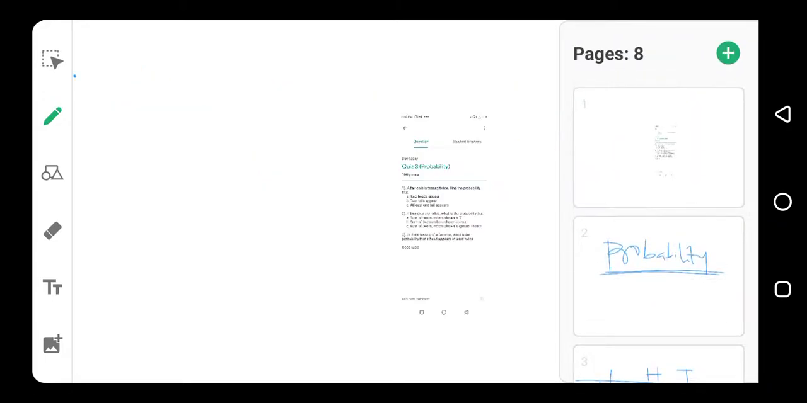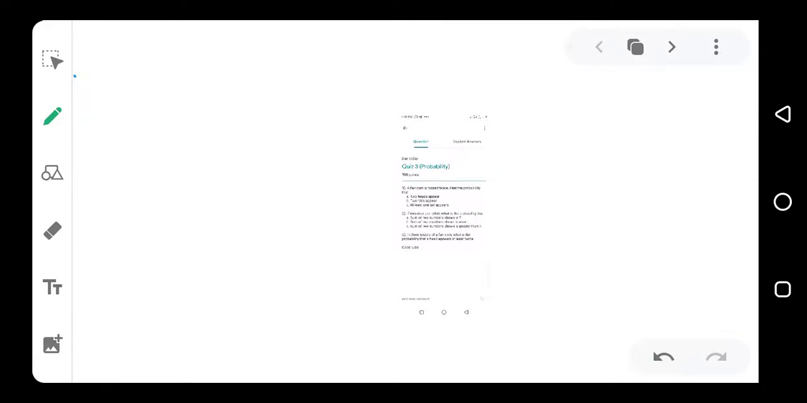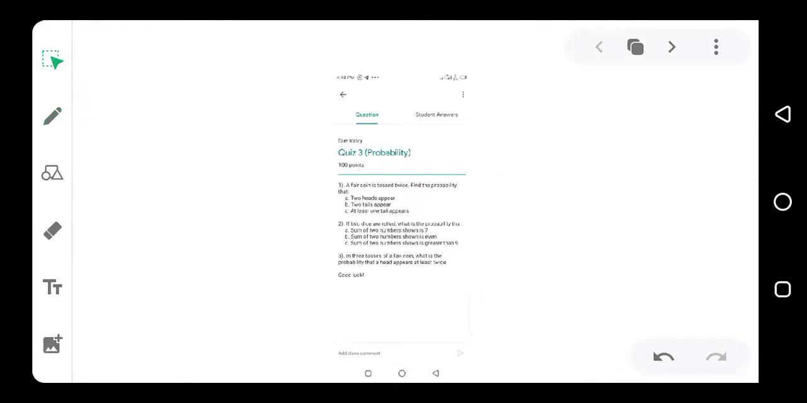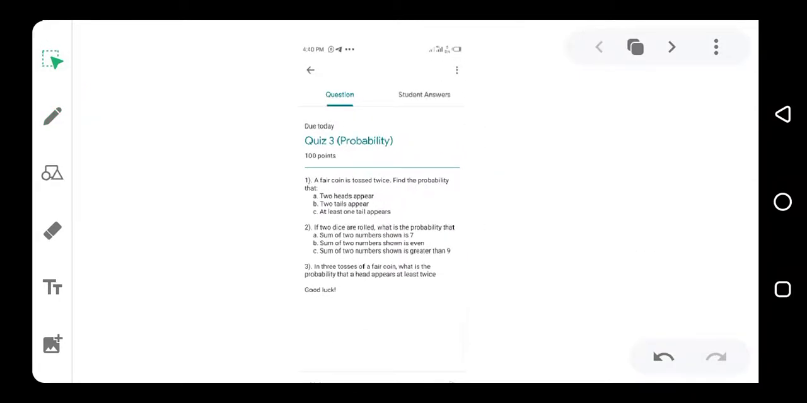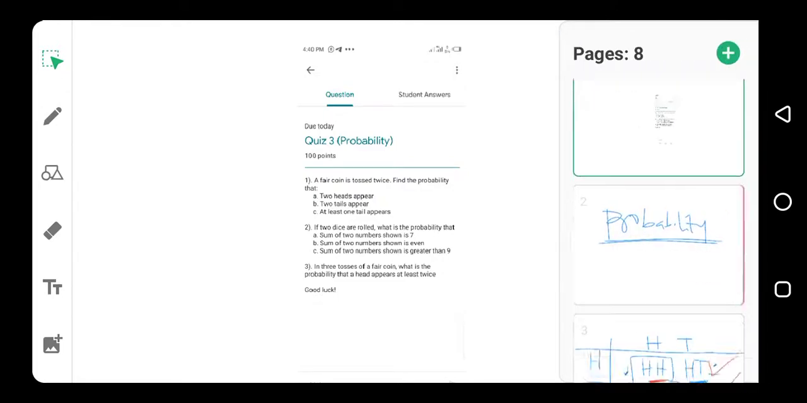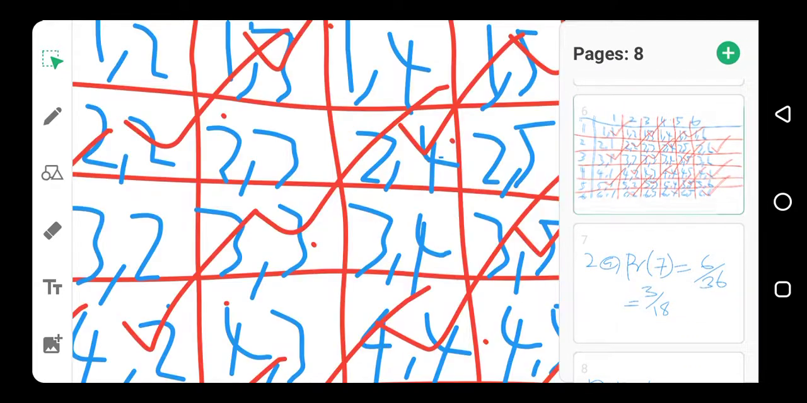Then the next question, the next one that says the probability of getting a sum of two numbers shown that is greater than 9. Two numbers that when we join them, it is going to give us something greater than 9. So we go back to the table.